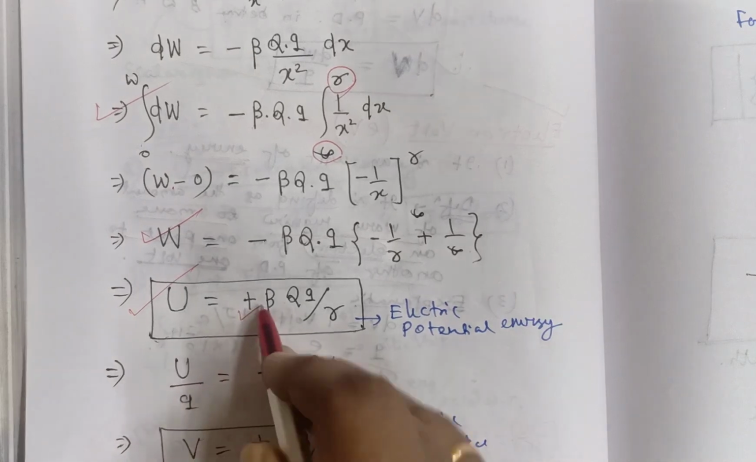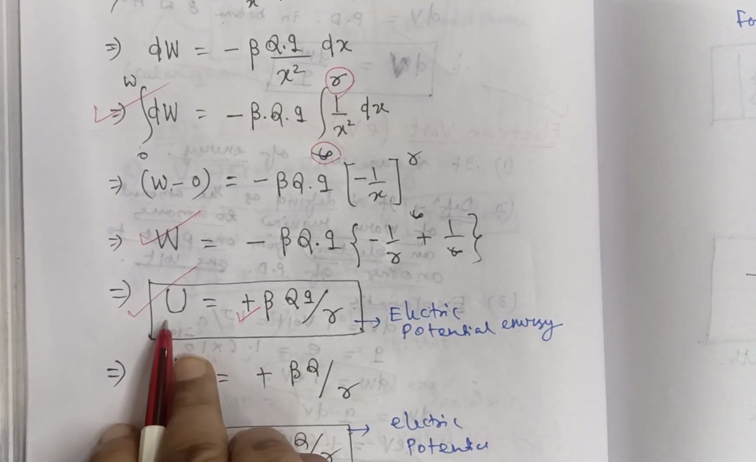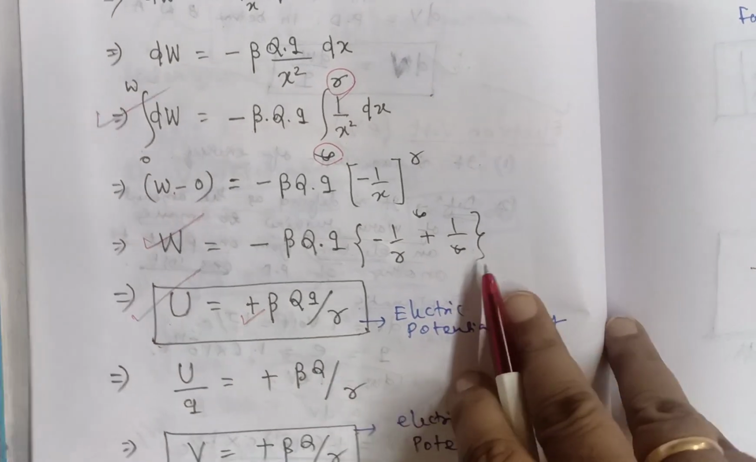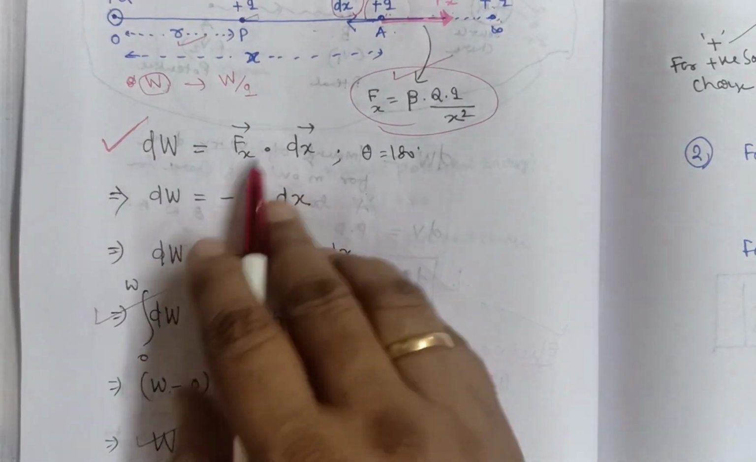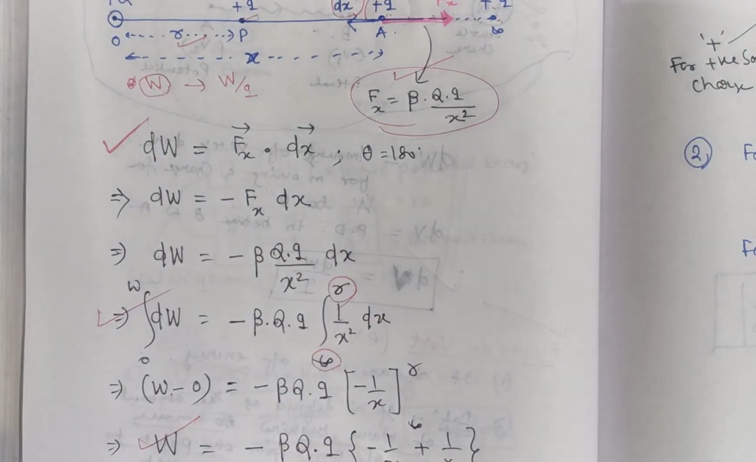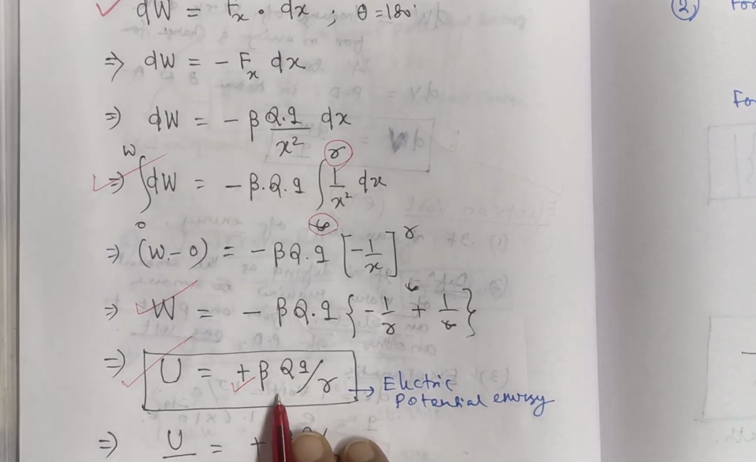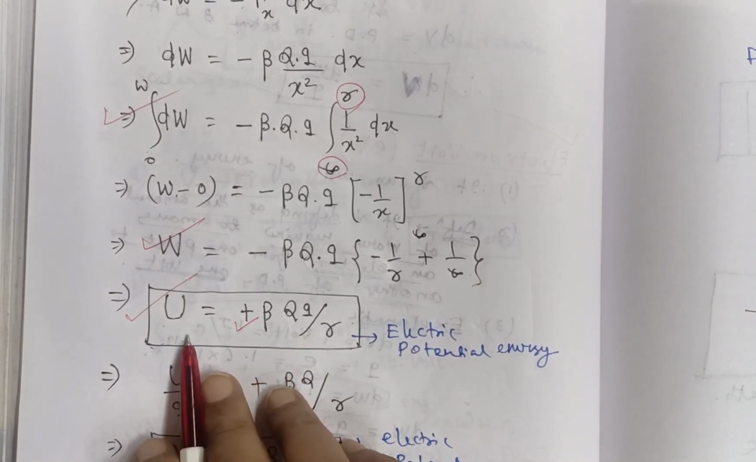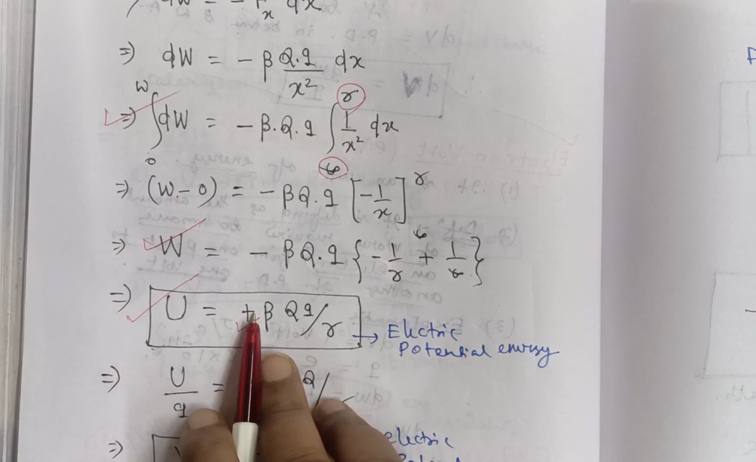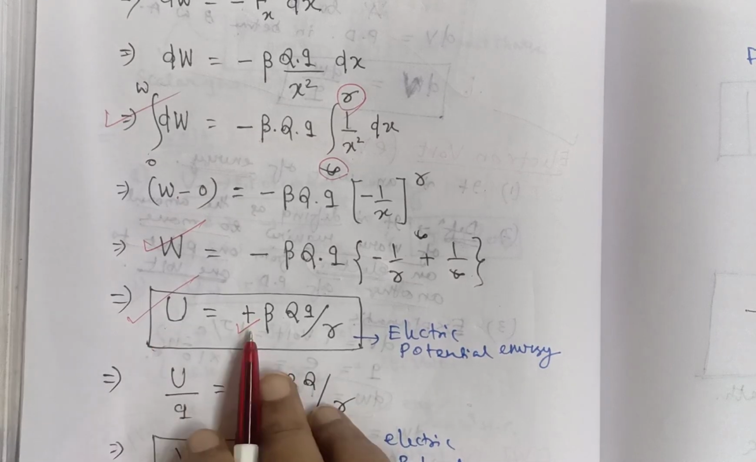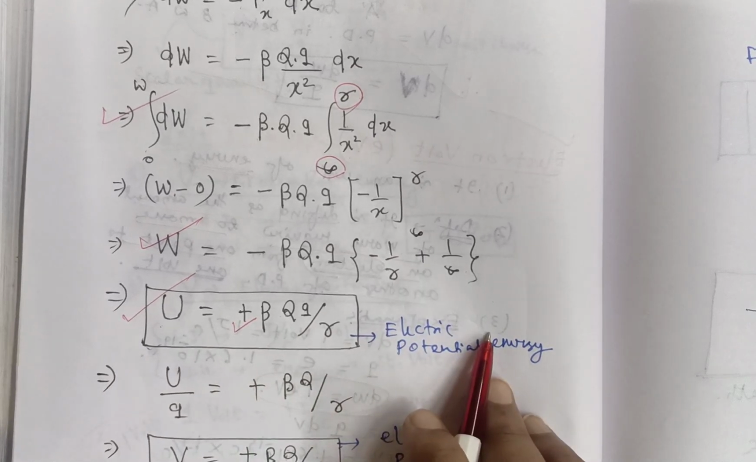So the final answer is plus if you are taking a positive source charge. If you take a negative source charge, the starting derivation will be plus, and the final answer will be minus. So you should remember, for a positive source charge, while solving problems, you should use the plus sign. For a negative source charge, your answer should have the minus sign. Now this is electric potential energy.